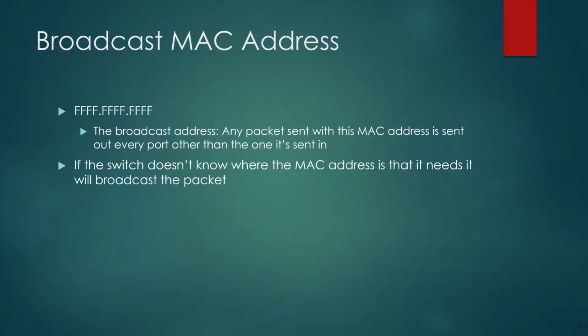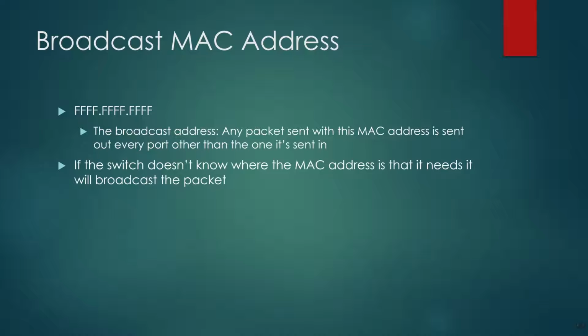So there is the broadcast MAC address that is all Fs. Basically what this does is it tells the switch to send this packet out every port that the packet did not come in on. Also, a switch that doesn't know where the destination MAC is, for a packet that comes in, will broadcast that packet out.